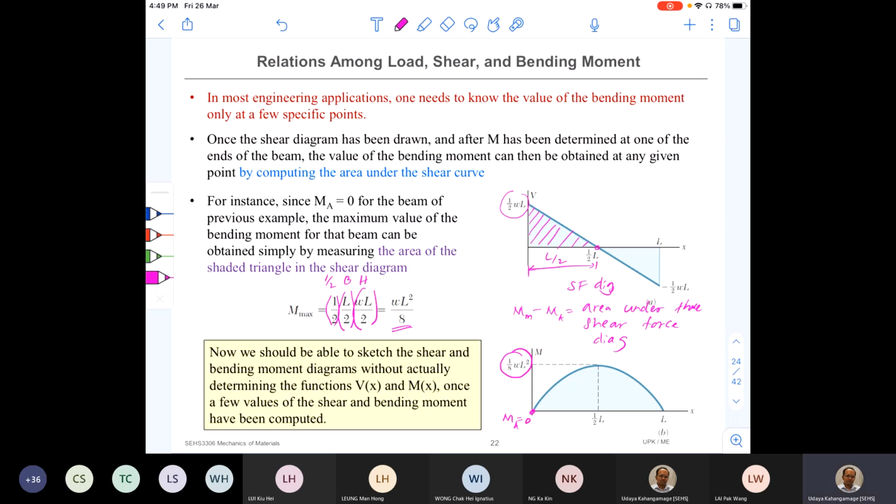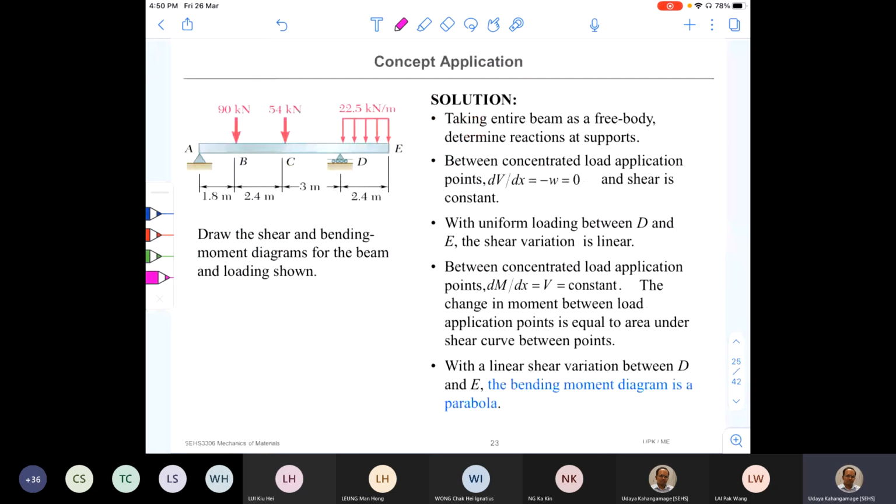Okay, so finally, now we learned that we should be able to sketch the shear and bending moment diagrams without actually determining the functions of Vx and Mx. We can do that if you know the initial values of bending moment at a few locations. Normally we know the bending moment at a few locations from practical experience. Let's apply this understanding immediately with an example, and then we know how to use it. And after that, we can have a short break.